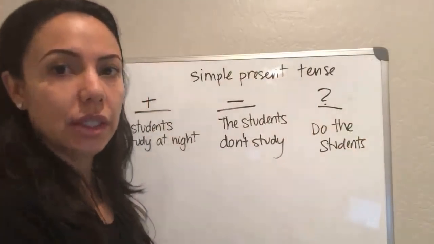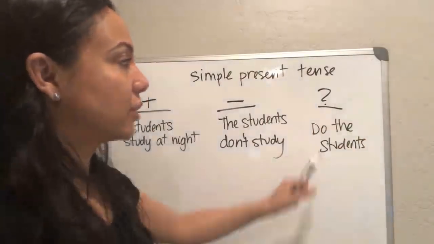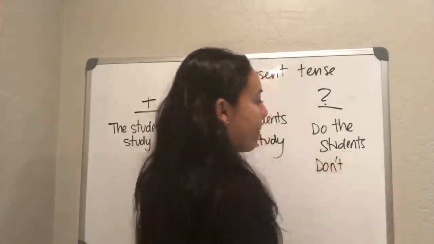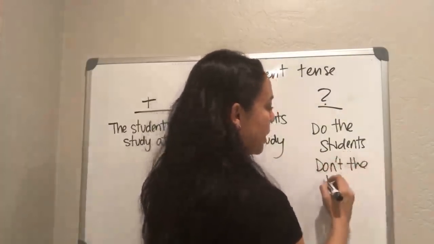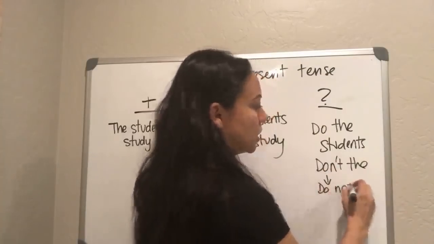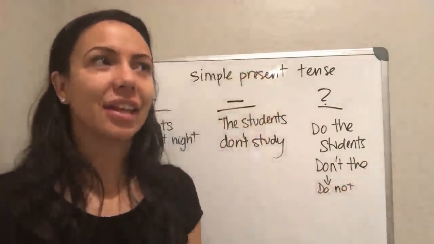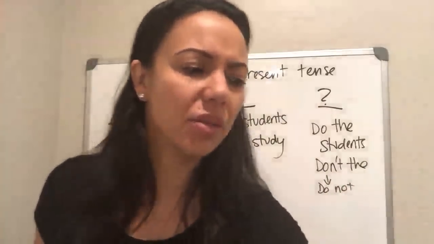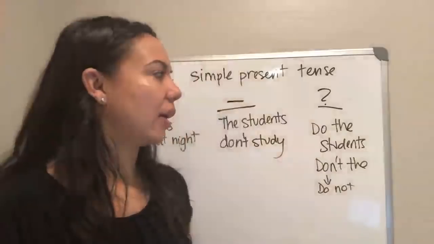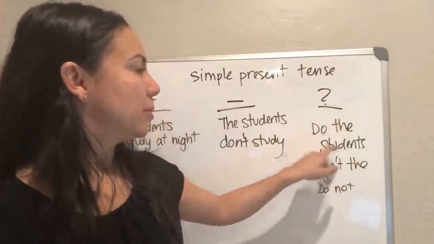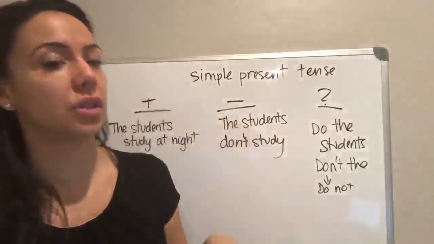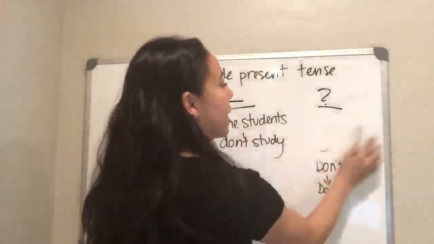Oh, someone said, don't the students study? Actually, you can also say that, don't, because this is like do not, which means it's like a backwards way of affirming or confirming a question. Don't the students study at night? Well, yeah, they don't. But you wouldn't say does the students. Do the students study at night? Don't the students? You can say both. So that's correct.